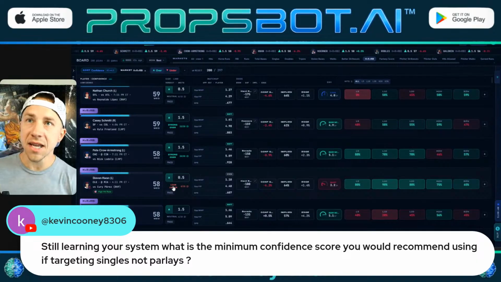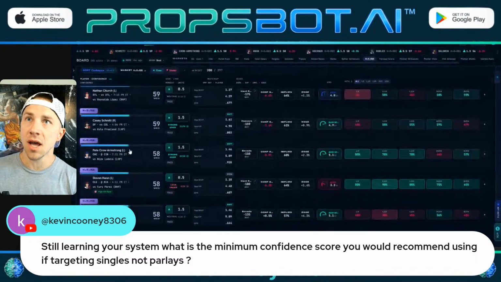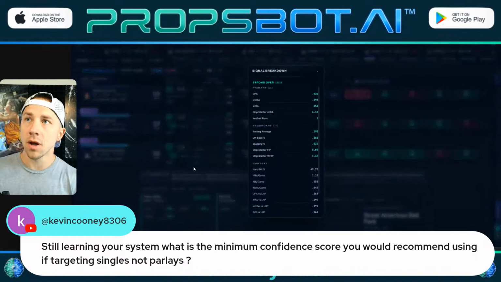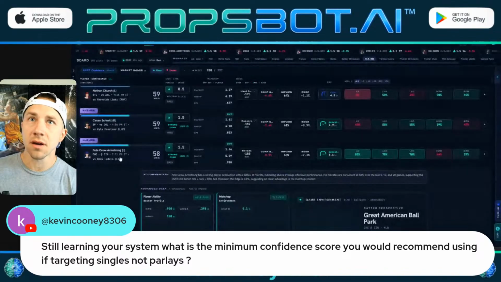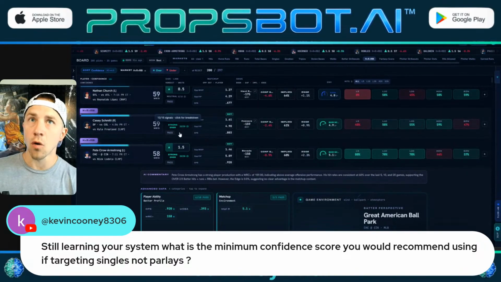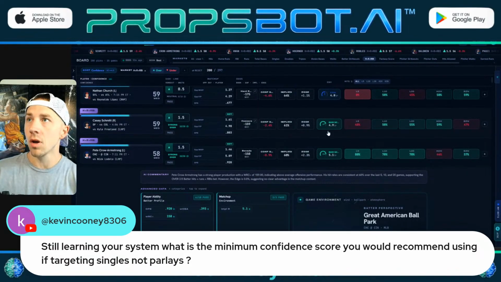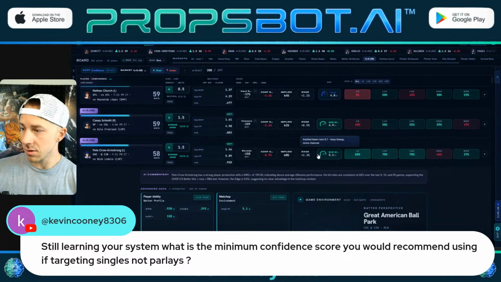I mean, we've got this lean under, strong under, guys. Like, this just aggregates the data for you. This just takes all this data. Look at this. PCA, strong over. Casey Schmidt, strong over. Both high plays.